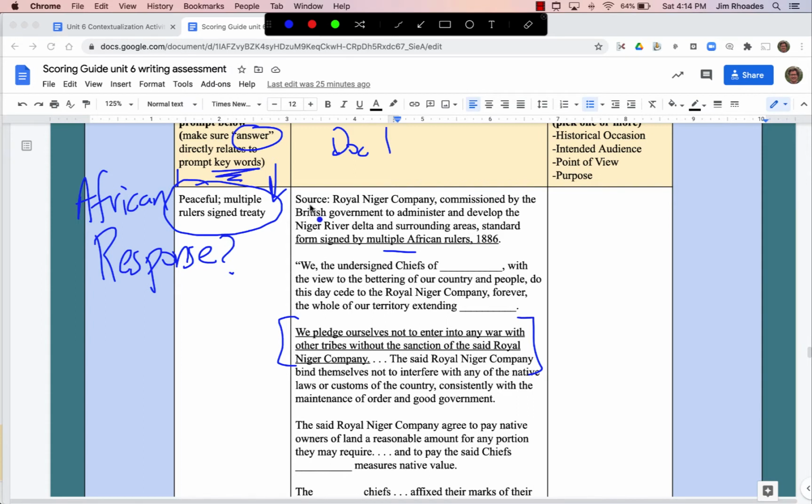Now a note about this document that gave people trouble in the essay itself is that a lot of people wrote this from the perspective of the Royal Niger Company, which is essentially the British government. So if we write the Royal Niger Company had a treaty signed by African rulers, that's not an African response, that's a British response. So we need to make sure, as we have here, that we're focusing on what the African rulers did, which in this case is signing the treaty.